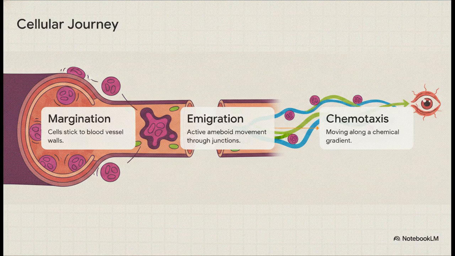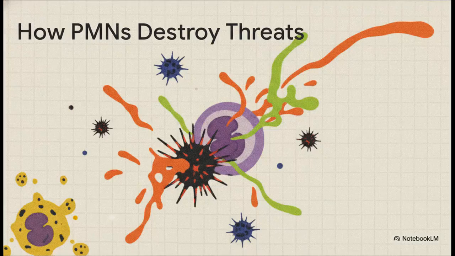Finally, chemotaxis. Once they're outside the vessel, the PMN follows the chemical trail left by the complement system, moving relentlessly along a gradient straight to the injury site. And once they arrive, PMNs absolutely do not take prisoners. They engulf the noxious material through phagocytosis, then they unleash brutal chemical warfare. They produce highly reactive metabolites like hydrogen peroxide, which converts into hypochlorous acid to just obliterate microbes. They also dump lysosomal digestive enzymes onto the threat.